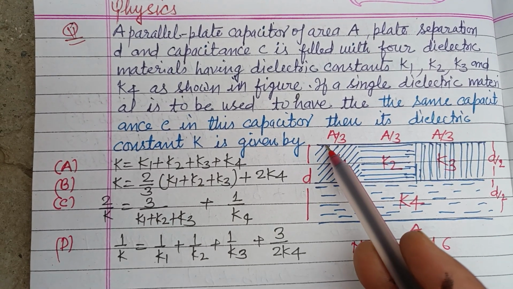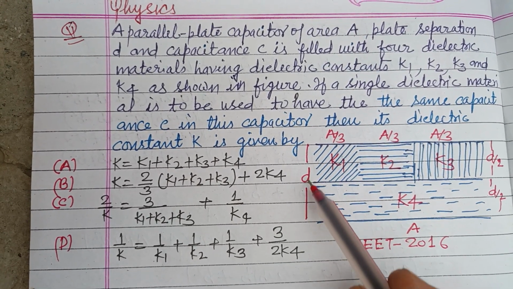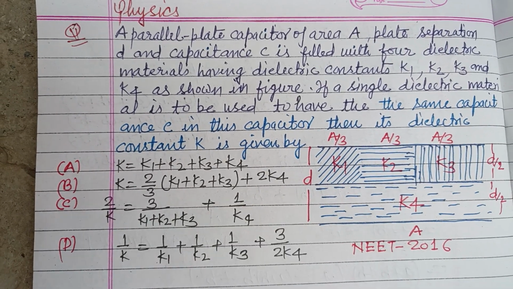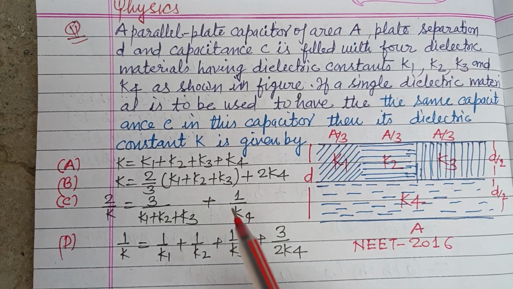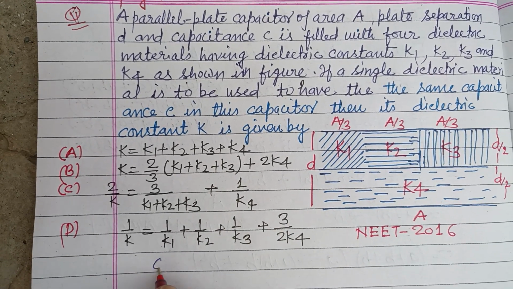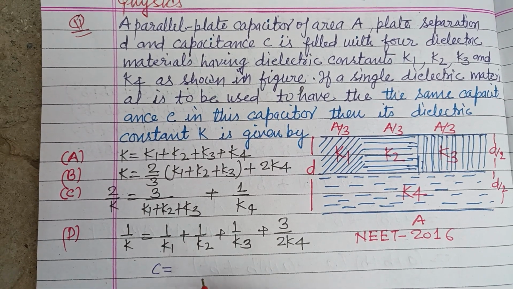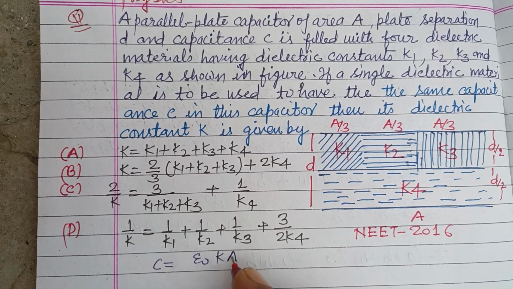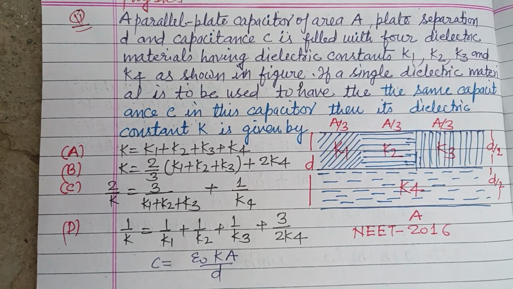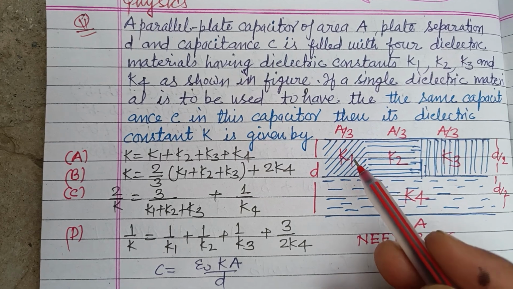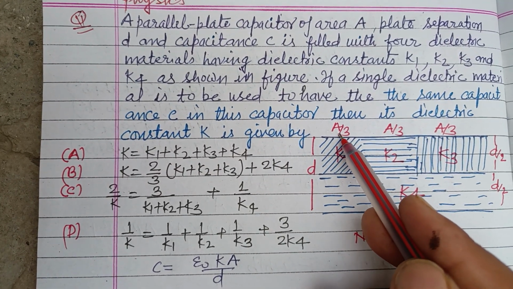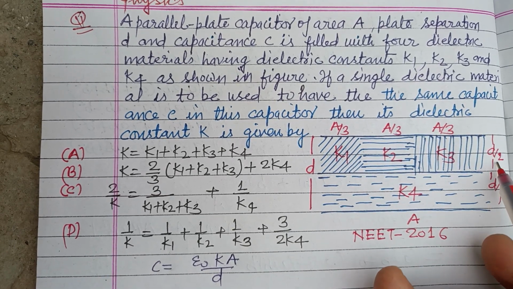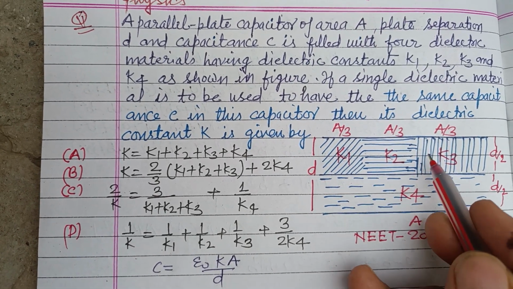So students, this is the parallel plate capacitor having separation D and a single dielectric material of dielectric constant K. Then its C is epsilon naught K A over D. Now these three parts, which have area A by 3 each and dielectric constants K1, K2, K3 and separation D by 2, are in parallel combination.